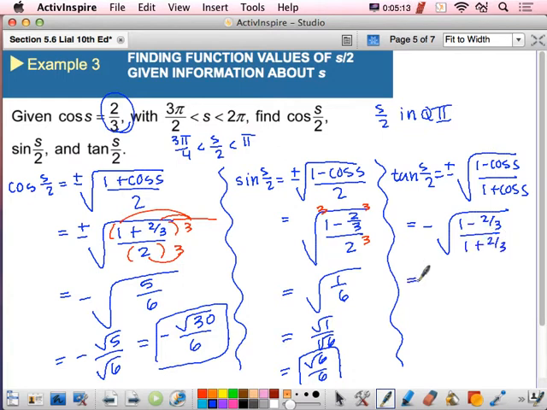You should be getting really good at simplifying complex fractions by now. We multiply through by 3 over 3, and we get 3 minus 2, which is 1, over 3 plus 2, which is 5. Do I need to back up and show you guys where that came from? You're okay? Alright. Split it apart, and we have negative square root of 1 over the square root of 5, which simplifies to negative square root of 5 over 5. And there is the tangent of half of S.